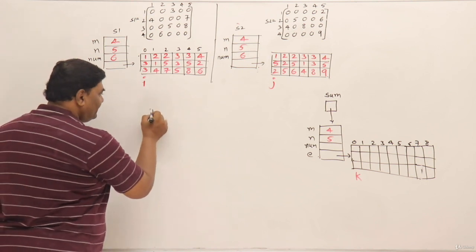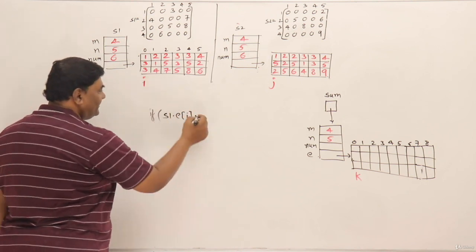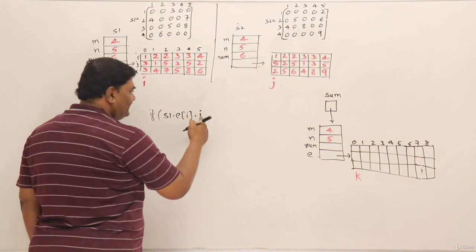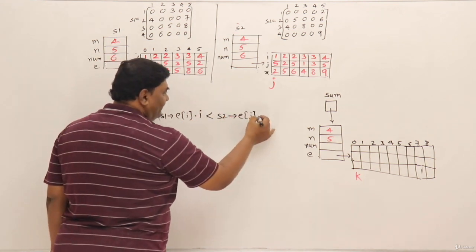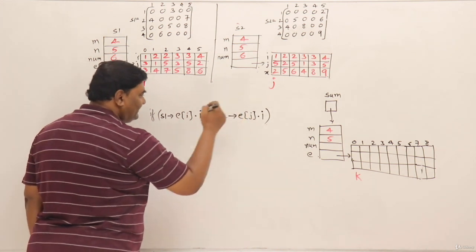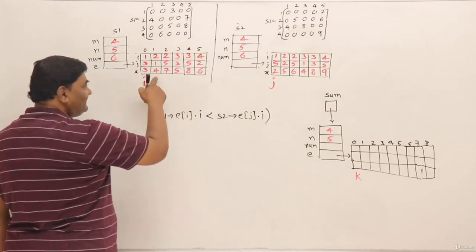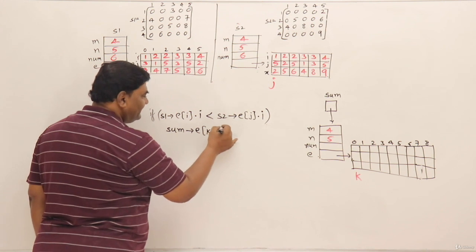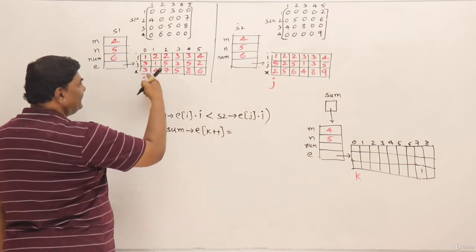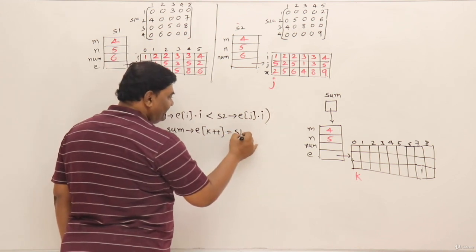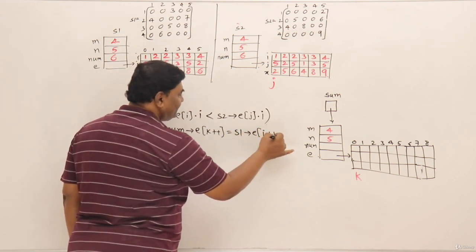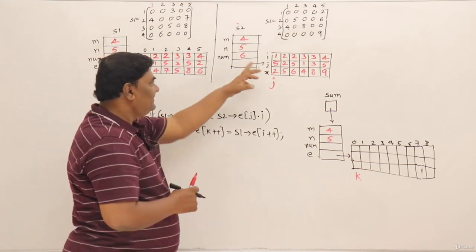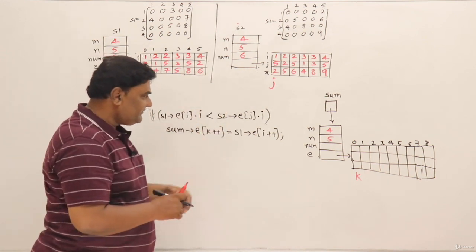See, if E of i dot row number, that is i. If you remember, these are i's and j's and these are x. So if this is less than S2's E of j, if row number of this one is smaller than that row number, then copy this element in k. So sum's E of k plus plus is assigned with this element. So all these three things can be copied directly. S1's E of i plus plus. So if this is small, copy this one. But in our example, they are equal. So if it is small, copy that one.